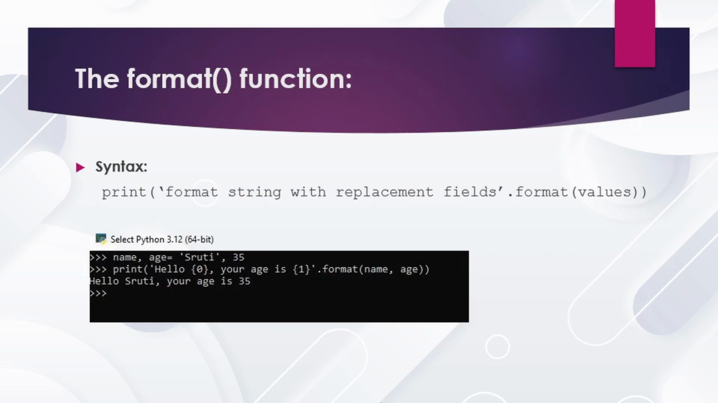The general syntax for using the format method with replacement fields is given here, where we can see that the format string with replacement fields is followed by the format method. Let us look at the example here where we display a single name and an age using index-based replacement fields. In this example, 0 within curly braces refers to the first value which was provided to the format method, which is name, and 1 within curly braces refers to the second value, which is age.